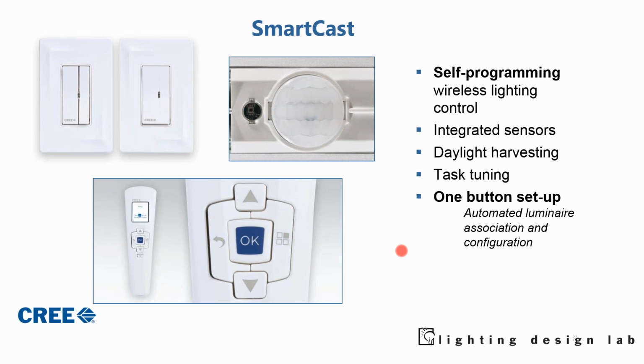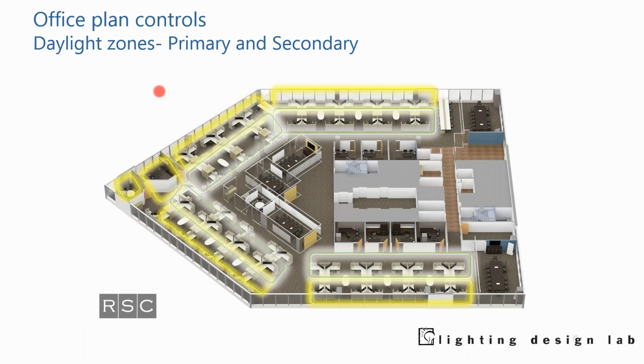Another reason we do controls is because we're required to do controls based on more aggressive energy codes. And so we're looking at daylight controls. If we look at this floor plate here, we see a lot of perimeter. We know about daylight zones, but now we're required to do primary and secondary daylight zones. It's not good enough just to have a daylight zone. It's a little more nuanced.